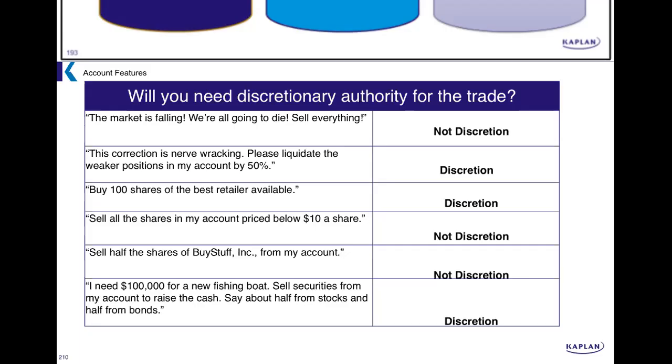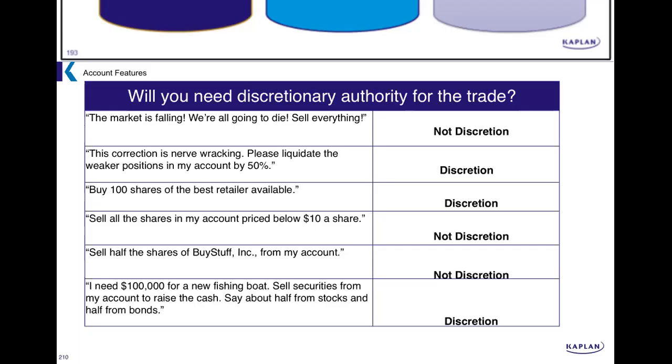Buy 100 shares of the best retailer available. This, you're asking me to make a decision on the asset. Therefore, it does require discretionary authority. Sell all shares in my account that are priced below $10 a share. You're defining exactly what you want me to sell. Therefore, no discretionary authority would be necessary. Sell half the shares of Buy Stuff Inc. from my account. You've defined what you'd like me to do. Therefore, I do not need discretionary authority.